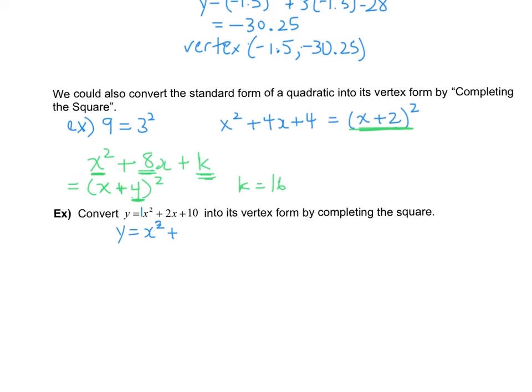If I were to figure out what number I would need to complete this square, I'm just grouping these first two terms here. I'm going to take half of the 2, half of 2 is 1, and I'm going to square it. I'm going to add 1, but now I've changed my equation. I'm going to also subtract 1. The net result here is 0, and I'm going to keep my plus 10 on the end of that.